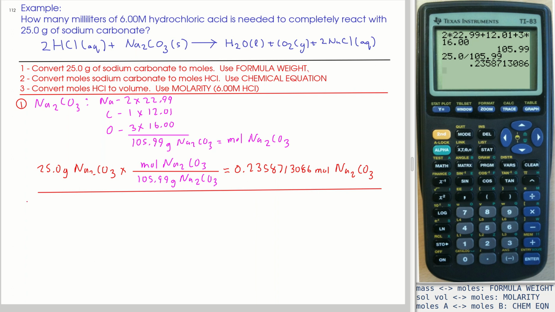For our second step, we will need to use the chemical equation. So if you look at the chemical equation, we're trying to relate sodium carbonate and hydrochloric acid. Now the sodium carbonate coefficient is a 1 here. There's nothing there, so we assume a 1. The hydrochloric acid coefficient is a 2. So this equation says 2 moles of hydrochloric acid is going to be equivalent to 1 mole of sodium carbonate.